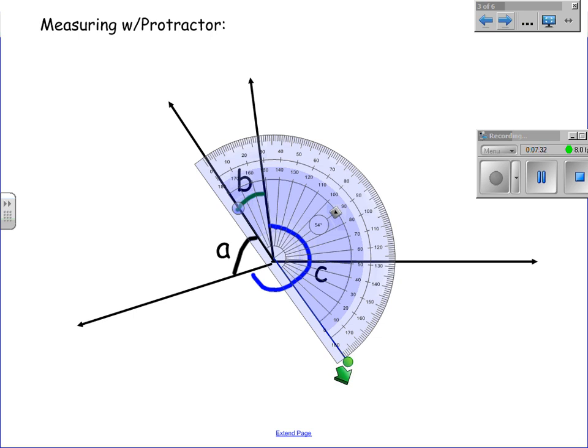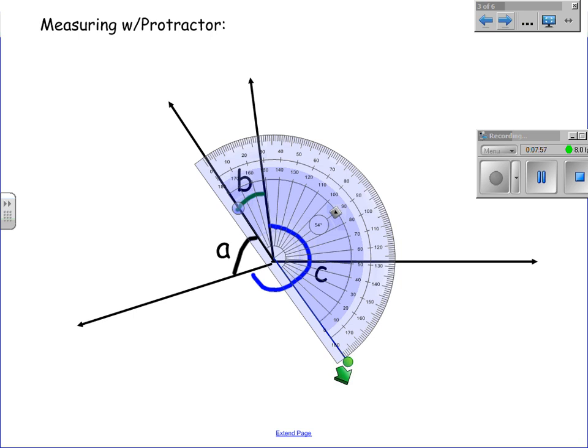What did you guys decide? 22. This protractor's broken. Don't play with it. So that's what happens when kids play with them, fling them, spin them. Don't do that. Okay. 25 to 27 degrees. You guys all seem pretty good on that.